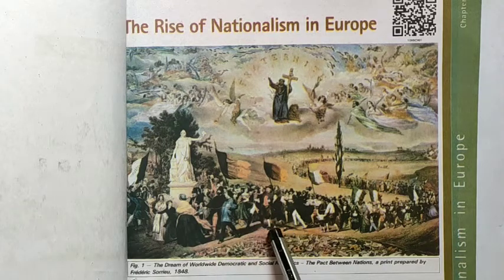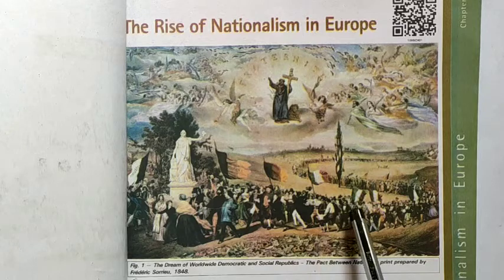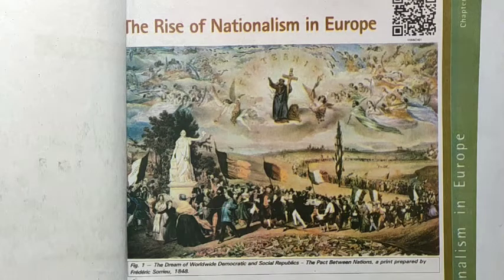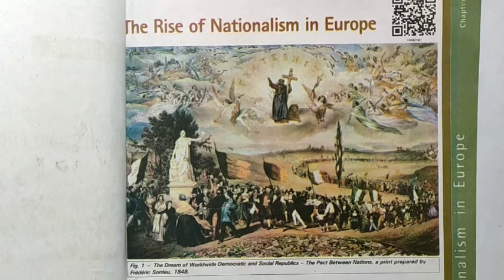What is exactly going on in here? There is some meaning hidden in this painting. So this chapter will deal with the different issues that have been shown in the figure visualized by Frédéric Sorrieu. It was during the 19th century that nationalism emerged and spread widely in Europe. Many changes took place in various fields. In the end, they became nation-states, states where the king's rule was ended and the rule of the people prevailed.